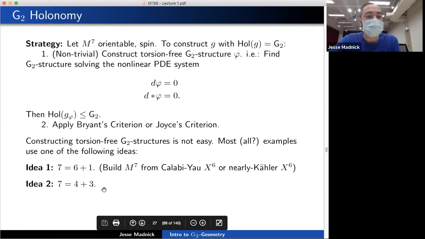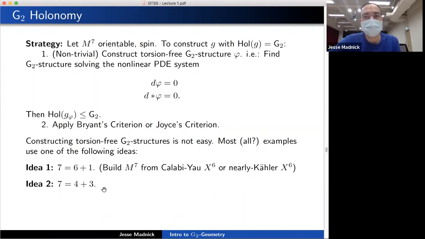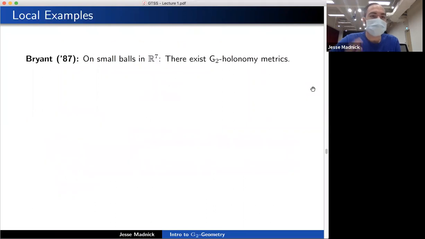Another option is to use 7 equals 4 plus 3, and this refers to either the inclusion of SU2 into G2 or the inclusion of SO4 into G2. The inclusion of SO4 into G2 is a very fundamental inclusion for the study of associatives and co-associatives, for example. So let me give the now classic examples.